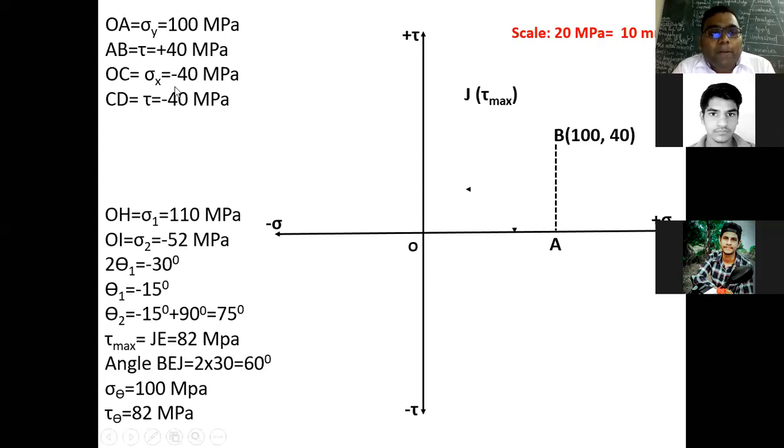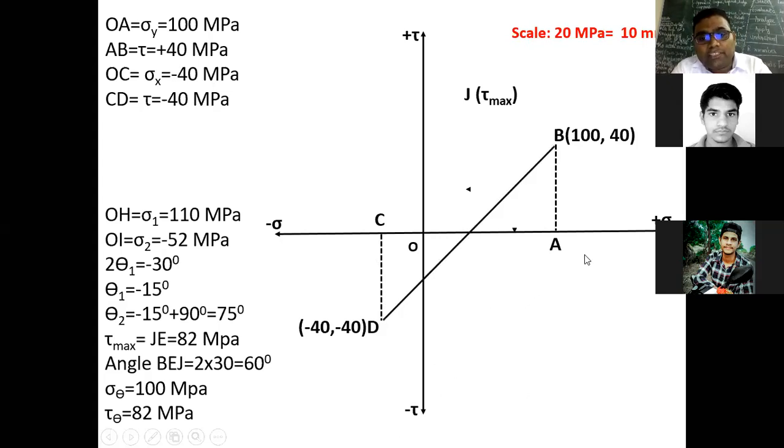Then here sigma x is negative, minus 40. It means it comes on your left side, in the negative direction. So now what we will do, just convert this OC using this scale, means 2 centimeter. After the 2 centimeter, the point we have taken here is C, and again we have considered the shear stress, but negative, in downward direction. As we decided in the first class, we join this B and D by a straight line.